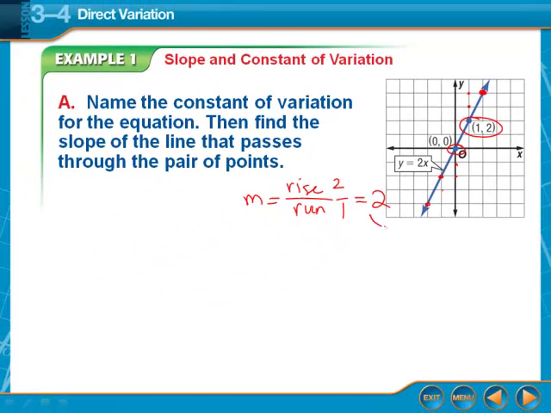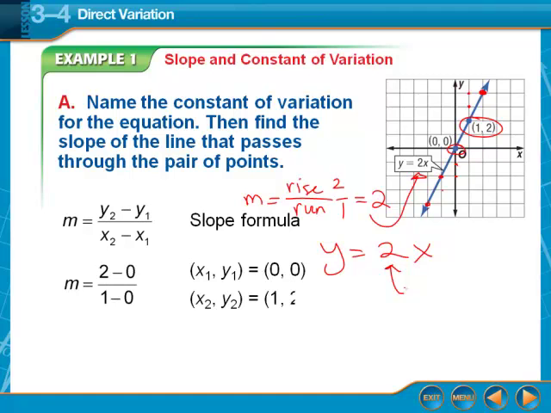Look at the equation that they're giving us as well. What do you see? y equals 2x. This constant of variation, or this constant proportionality, is 2. They use the slope formula. We talked about that. You can look at the difference of your x's and y's. You can simply count it on the graph as well.